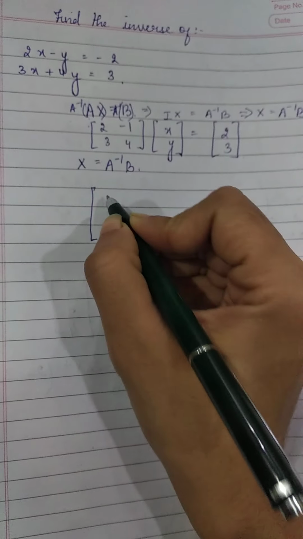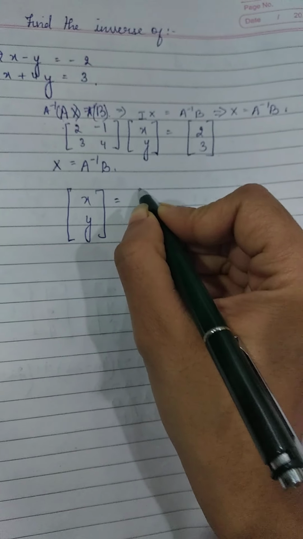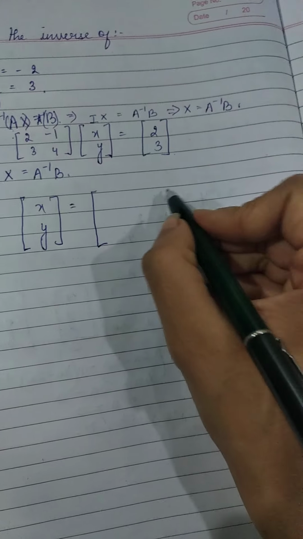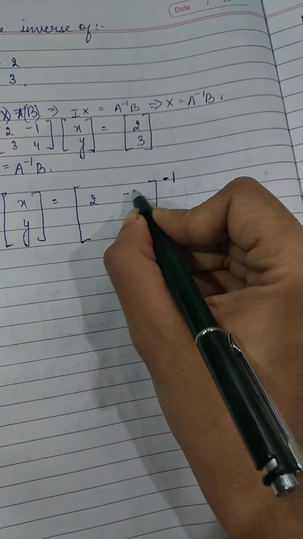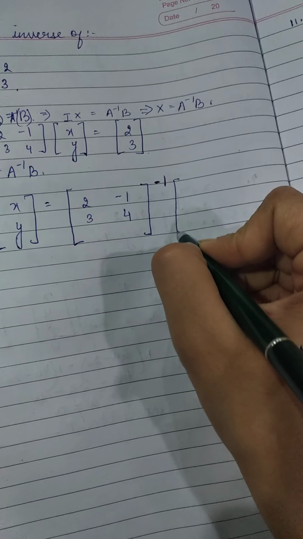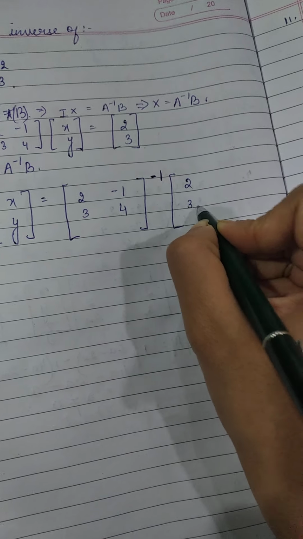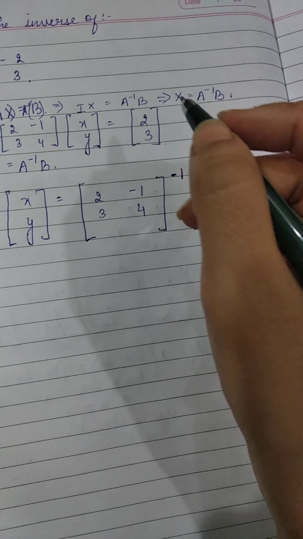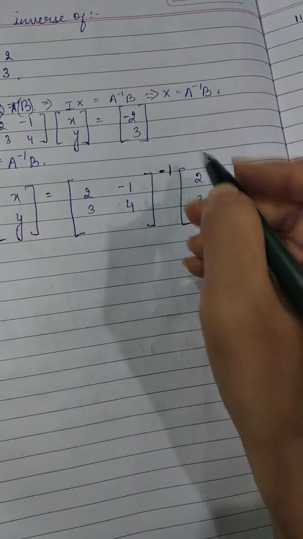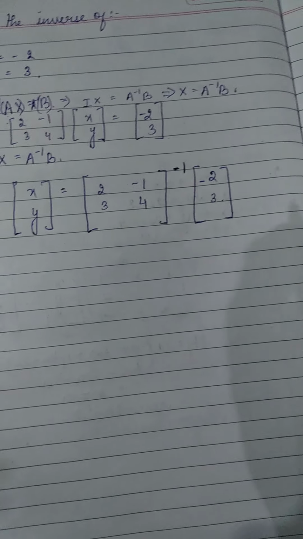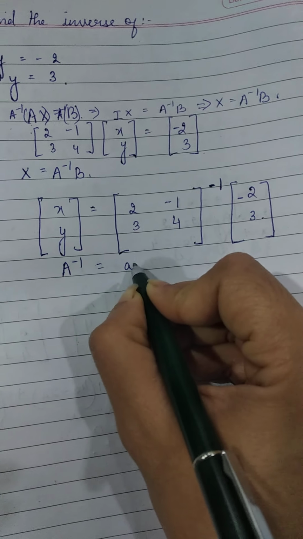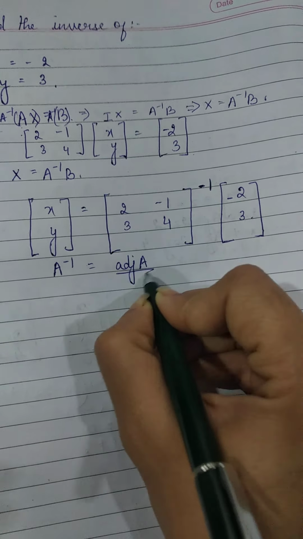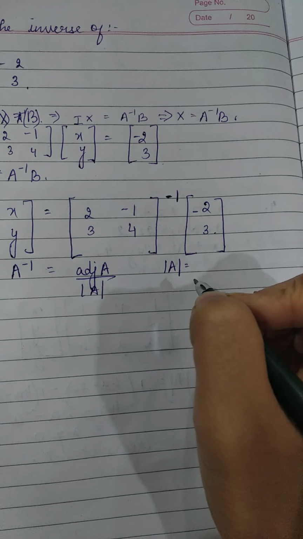So what is our X? It consists of the variables. We are supposed to find the inverse of matrix A, that is 2, -1, 3 and 4. And B is -2 and 3. First of all, how can we find the inverse? By the formula adjoint of A upon determinant of A. First, let us find the determinant value to see whether the inverse exists or not.